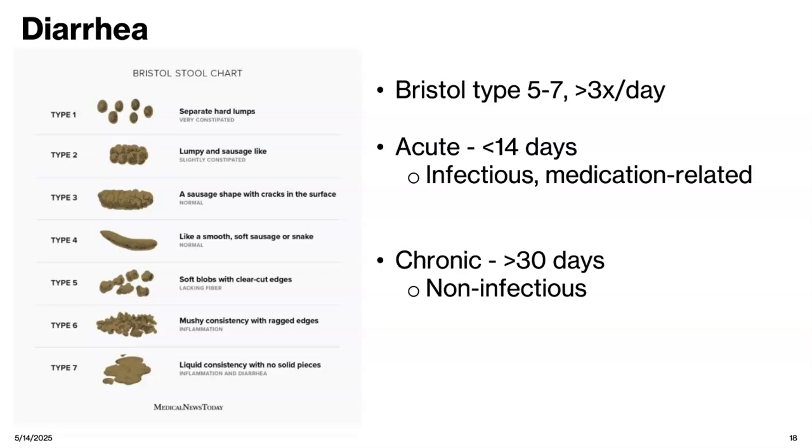Before we move on to diarrhea, let's start by defining what diarrhea is. Stool consistency can be graded using the Bristol stool scale, and diarrhea is defined as 3 or more Bristol type 5, 6, or 7 stools per day. Acute diarrhea is for less than 14 days, is more likely to be infectious, diet-related, or medication-related. Chronic diarrhea lasts for more than 30 days and is more likely to be due to a non-infectious cause.